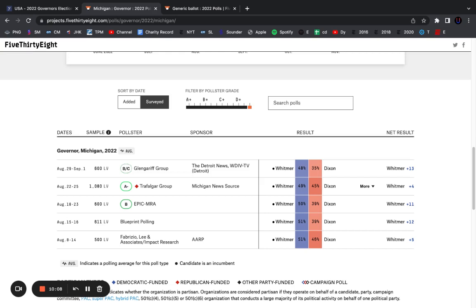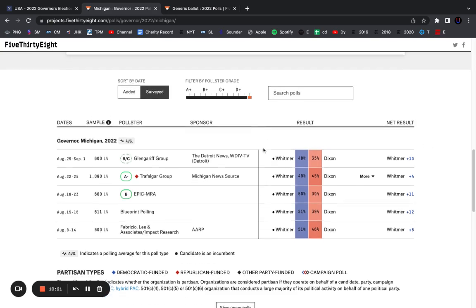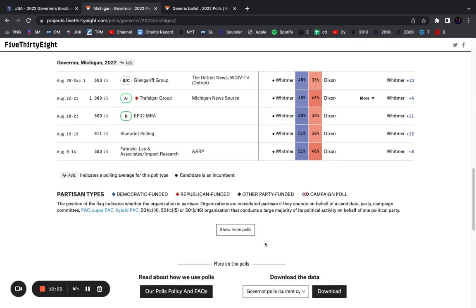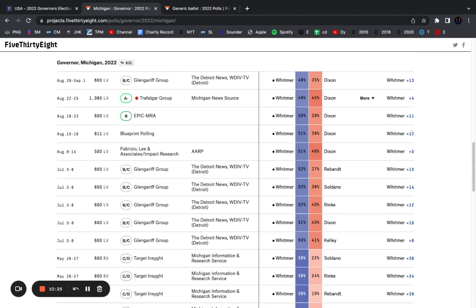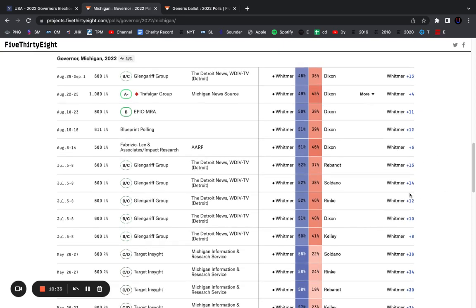And I think that, barring a complete turnaround, Whitmer's really popular right now. Unless she becomes super unpopular between now and election day, I don't see her losing. Especially when you consider that Whitmer's up by 13 in Glengariff, she's up 11 in EPIC-MRA. Blueprint, I don't really care about, but they have her up by 12. Fabrizio and Lee have her up by 5. Then these other polls from the Detroit News had her up by double digits over all these GOP candidates. They had her leading Dixon by 10.